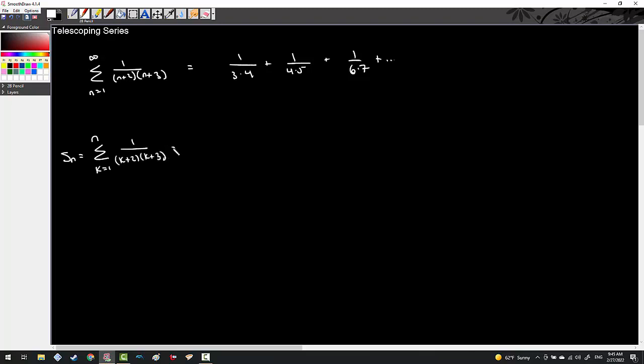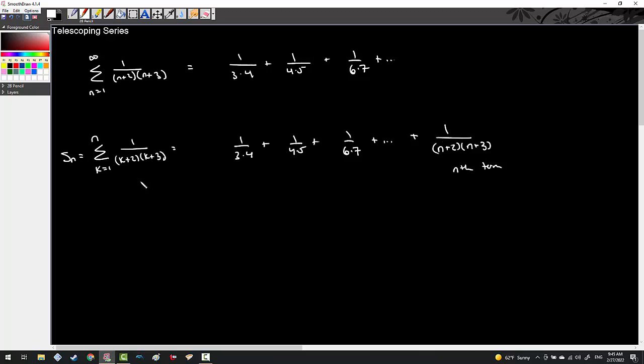And again, I'll just go ahead and repeat the first step here. So 1 over 3 times 4, 1 over 4 times 5, 1 over 6 times 7, and then plus dot dot dot, and it's going to finally end up with 1 over n plus 2 times n plus 3. And this is my nth term right here, right? And so finding the nth term will allow me to figure out the finite sum of this thing.